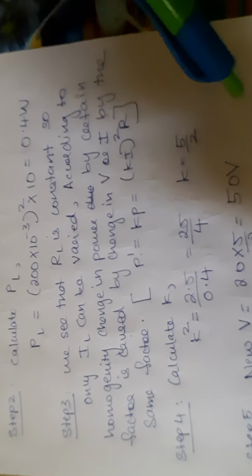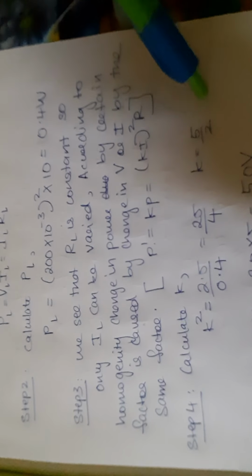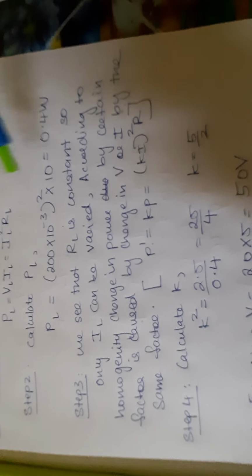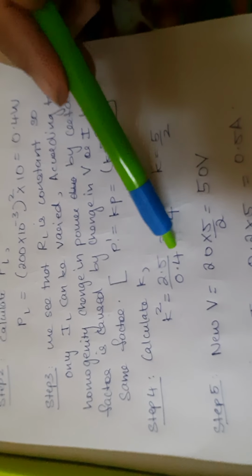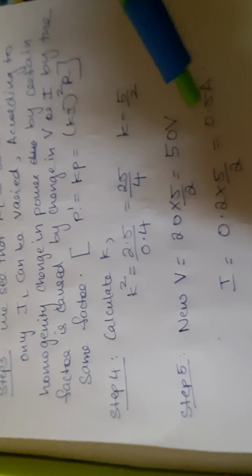Now since we have found the K value, with the same K value there is a change in Vs and IL. So now we can find the new V value by just multiplying the original value into 5/2, which is 50 volt we will get, and new I value will be 0.2, the initial 200 milliamperes, into 5/2, which is 0.5.